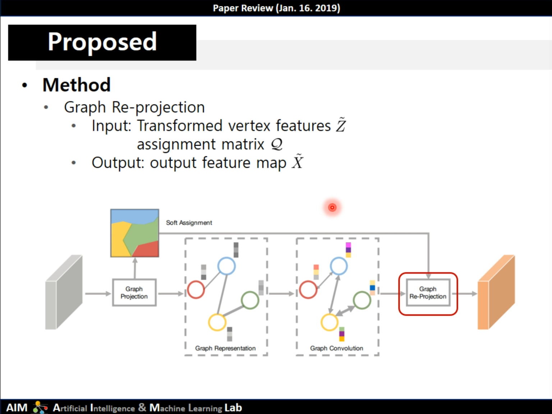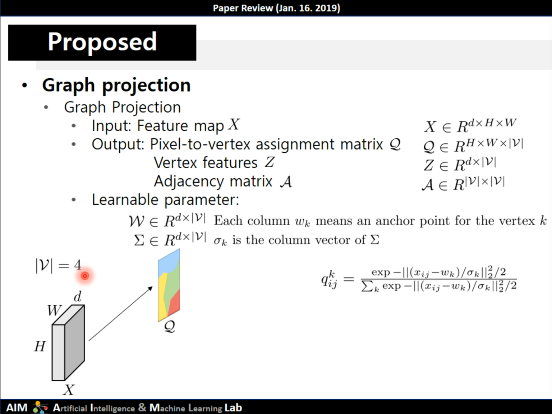Third, graph reprojection interpolates the vertex features Z tilde into 2D feature maps X tilde by reverting the pixel-to-vertex assignment matrix Q from the graph projection step. And finally, we can get the final 2D feature map X tilde from feature map X with the graph convolutional unit.